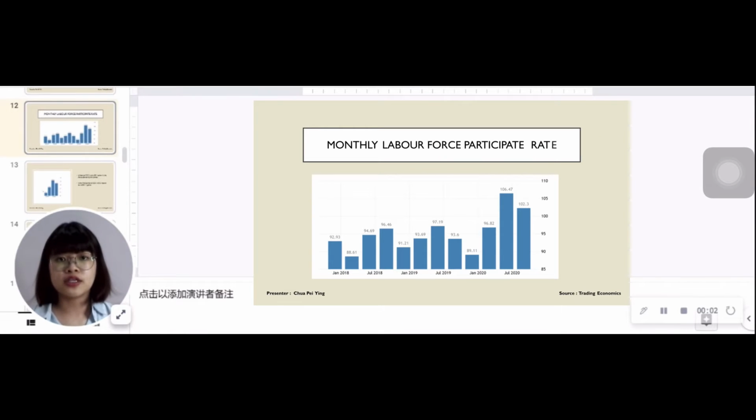The following is the chart of Thailand unit labor cost. Now we are focusing on the monthly labor force participation rate from January 2020 until March 2021.